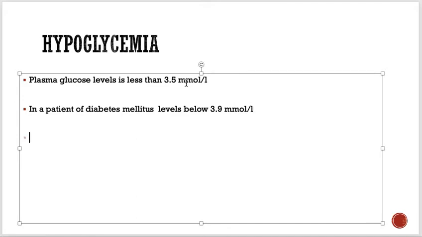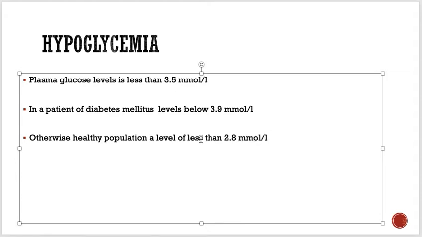And also, in an otherwise healthy population, a level of less than 2.8 millimole per liter is considered as hypoglycemia. So 2.8 is basically exactly 50 milligram per deciliter. Okay, so the same. And in the newborns, of course, this value is different.